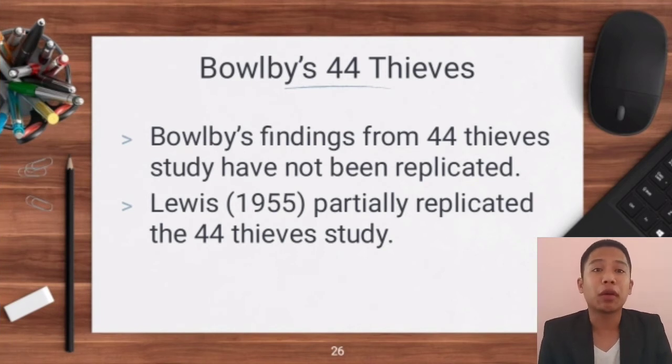Bowlby's findings from the 44 thieves study have not been replicated. Lewis in 1955 only partially replicated the 44 thieves study, meaning the theory of John Bowlby is not that accurate because it has not been replicated in different institutions.